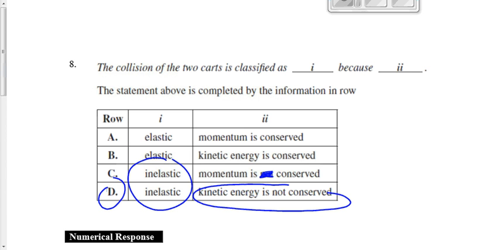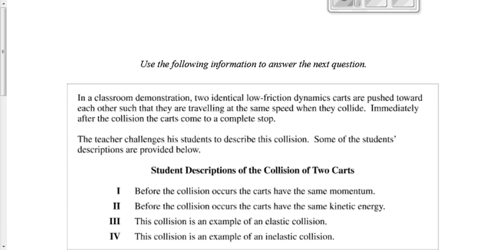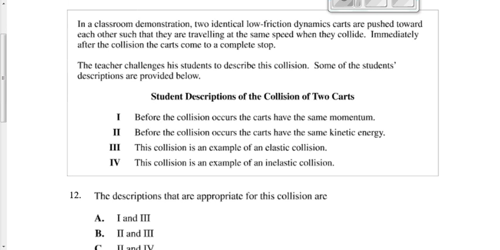The other one that I want to do is multiple choice number 12, which is going to be towards the back of your booklet, if I can find it here. It says, in a classroom demonstration, 2 identical low-friction dynamics carts are pushed toward each other such that they're traveling at the same speed when they collide. Okay, so 2 carts, same mass, same speed, collide. They come to a complete stop. The teacher challenges students to describe this collision. Some of the students' descriptions are provided below.